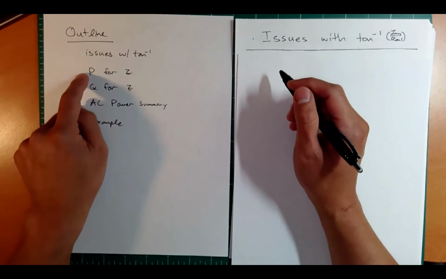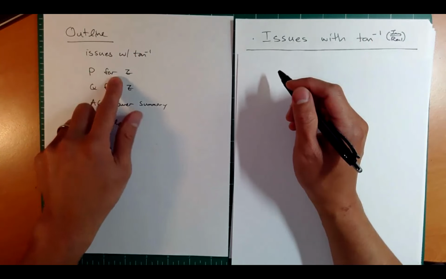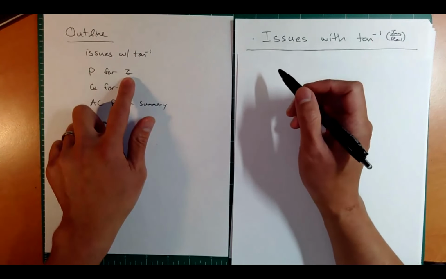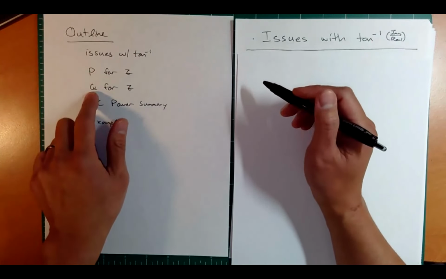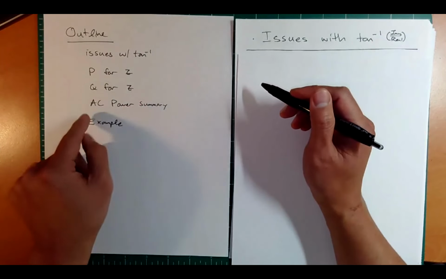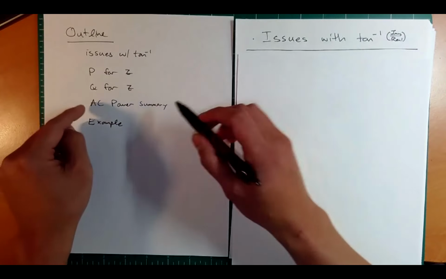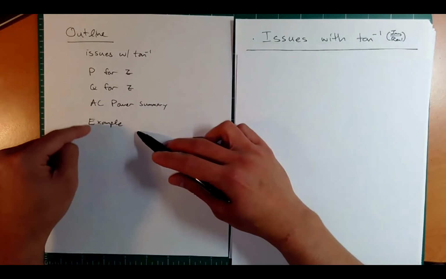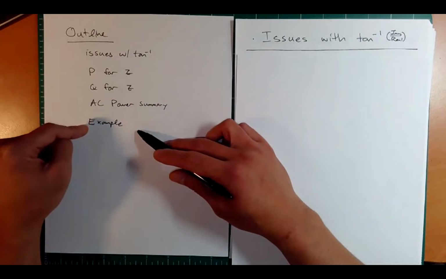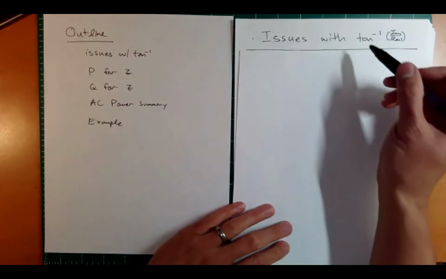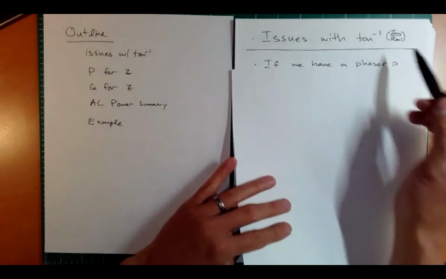We'll look at two new equations for power that we can use when we just have a Z, if the element we're looking at is an impedance. Same with Q, there'll be two more equations. We'll review in a page or two the AC power, all the fundamentals, and then we'll look at a deep dive into an example where we have a resistor and a capacitor. Okay. So let's look at these first issues with inverse tangent, okay?